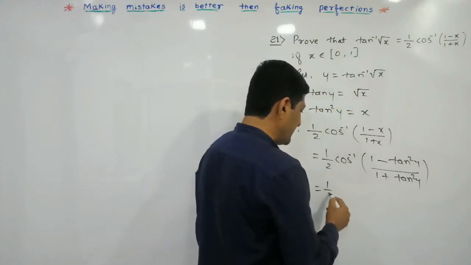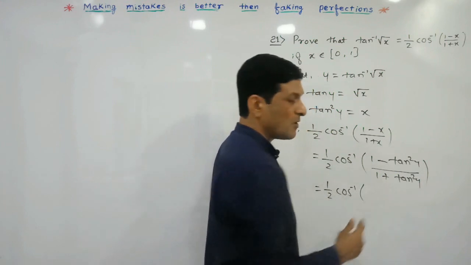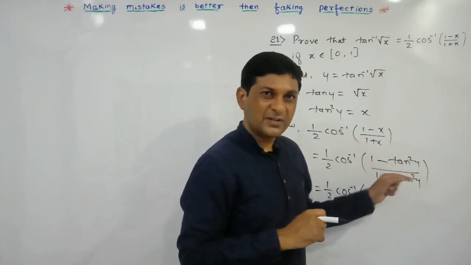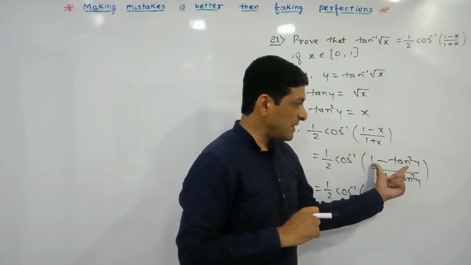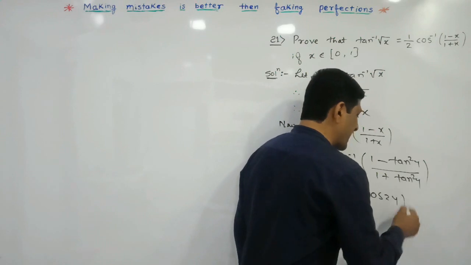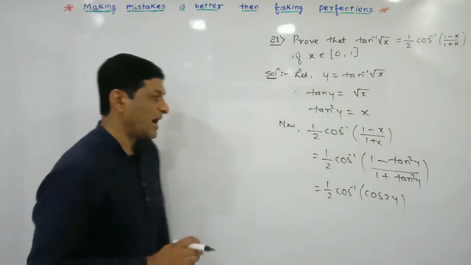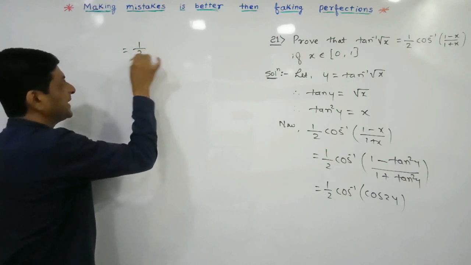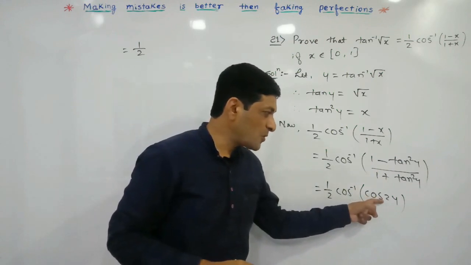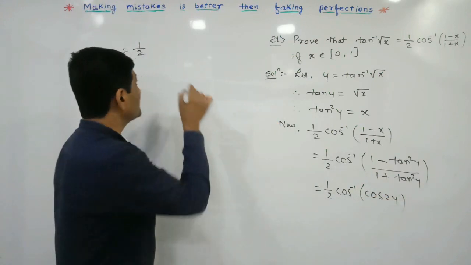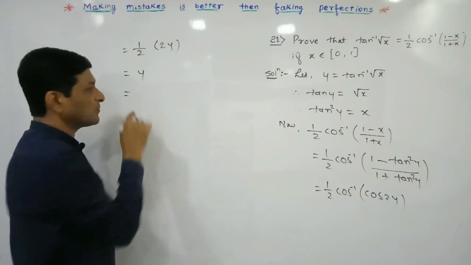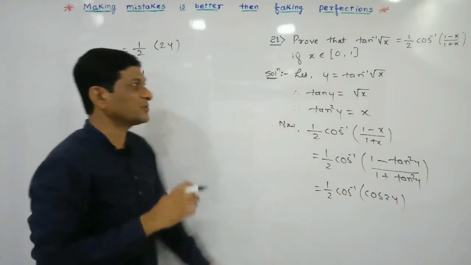I hope all of you are well aware of the double angle formulas of cos. One of the values of cos 2 theta is 1 minus tan square theta upon 1 plus tan square theta. So 1 minus tan square y upon 1 plus tan square y is cos 2y, according to the double angle formula. Keep the half as it is. Again, according to the property of inverse trigonometric functions, cos inverse of cos 2y equals 2y. After cancelling 2, the remaining term is y. But y is nothing but tan inverse of root x.